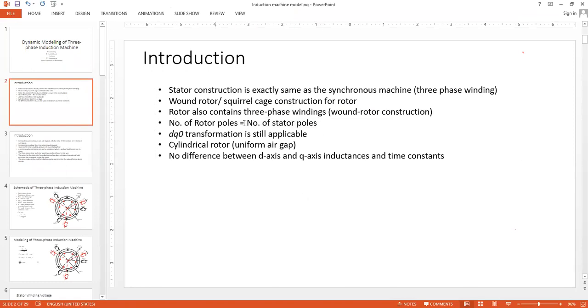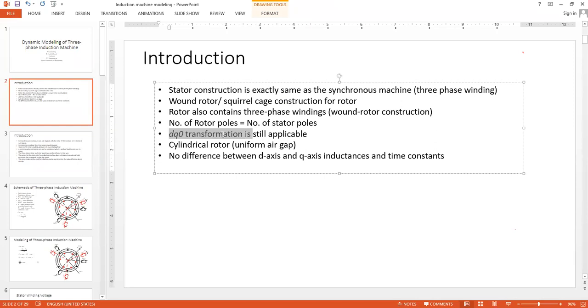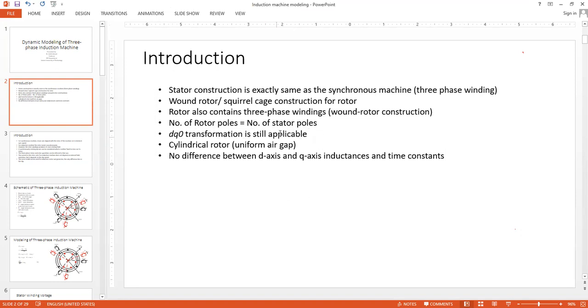So that is actually done by the manufacturer at the manufacturer end. Now, in this case, as we applied the DQ0 transformation, that is the Park's transformation in case of the synchronous machine, in a similar manner we could also go for the DQ0 transformation. And by now, we all should know what's the benefit of the DQ0 transformation from the ABC frame.